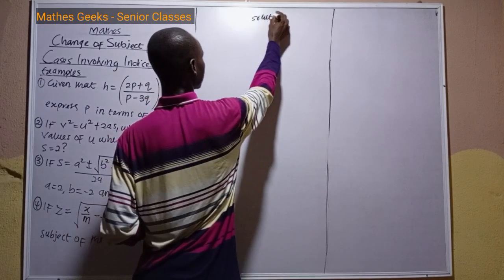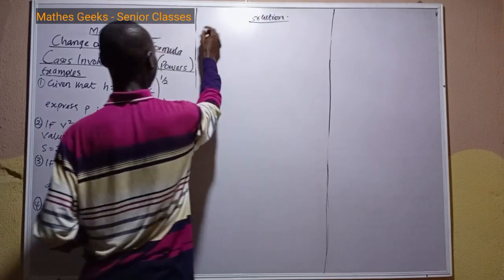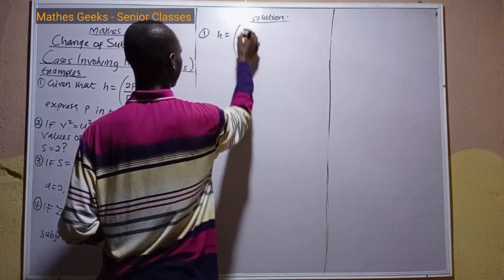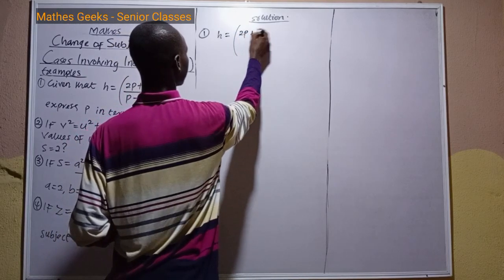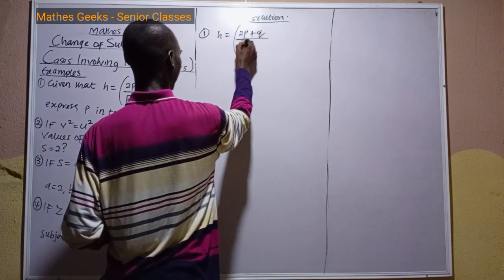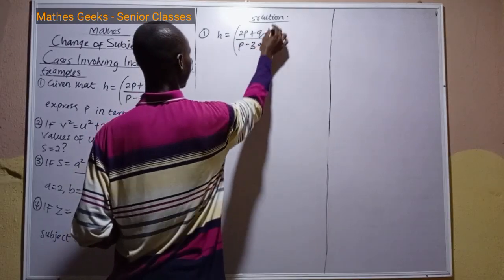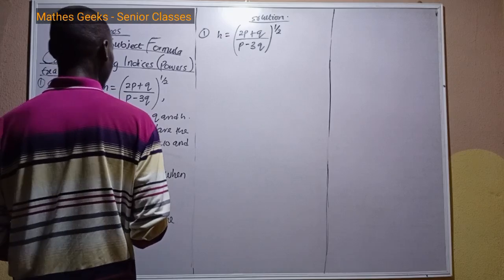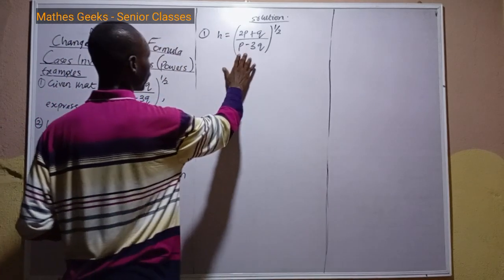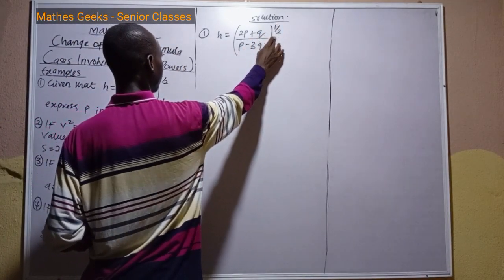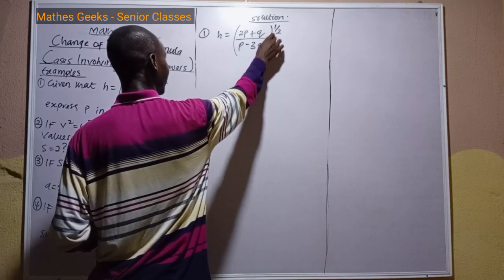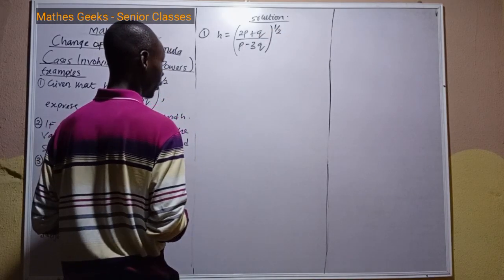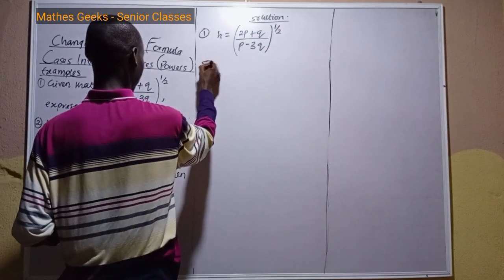Solution number 1. Given that h is equal to (2p plus q over p minus 2q) raised to the power 1 over 2, express p in terms of q and h. So we want to make p the subject of the formula, but there's an obstacle here. So the first thing is to clear off that fractional power. To eliminate that, you're going to square both sides.